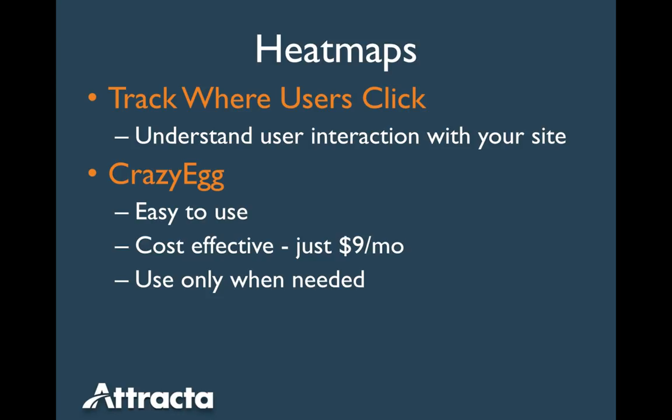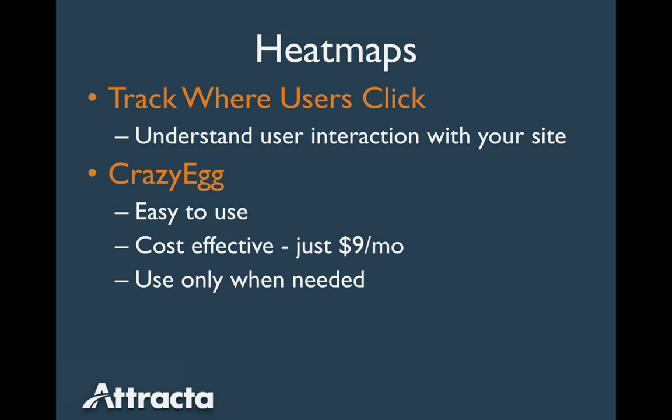Crazy Egg is a great tool for this. It's easy to use, cost effective at just $9 a month, and you can use it only when you need it. You don't have to keep it all year. You can just have it for a month and track the clicks for a month, and then use that information to design your site differently.